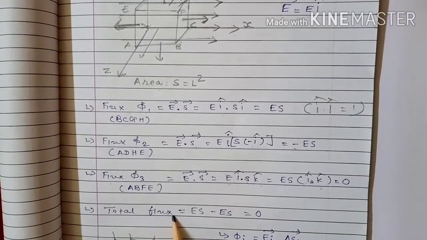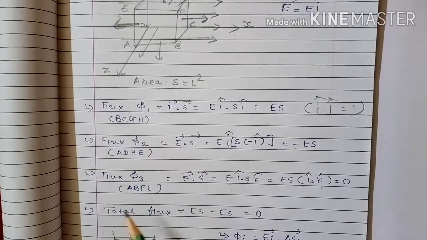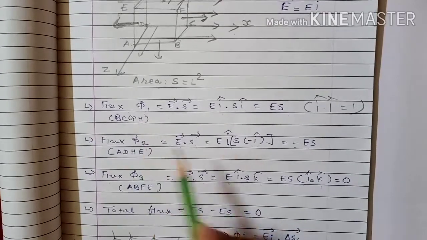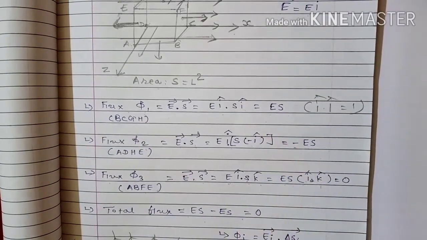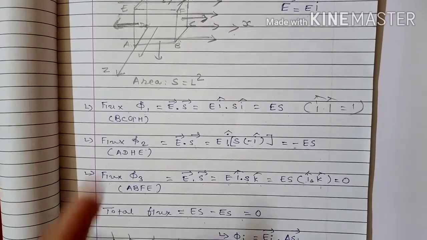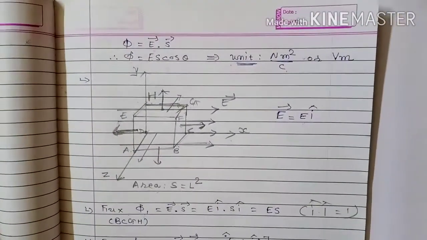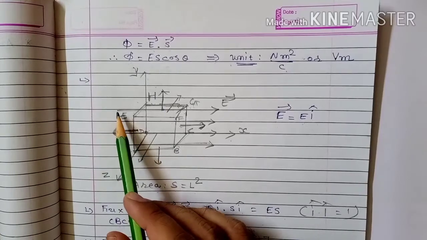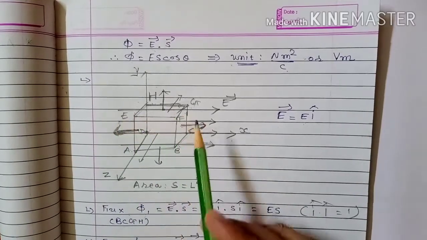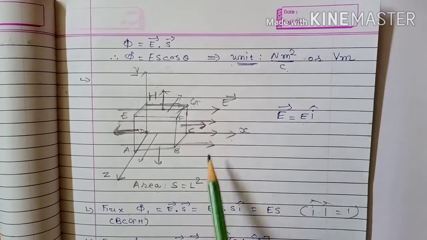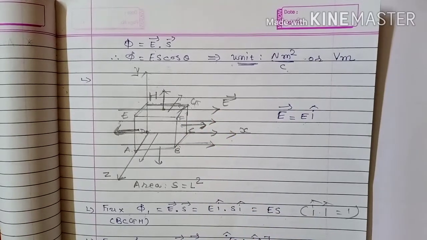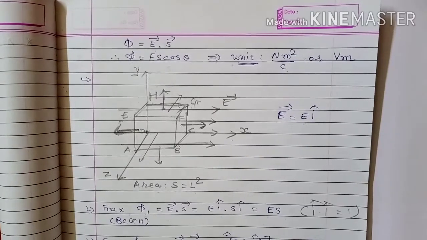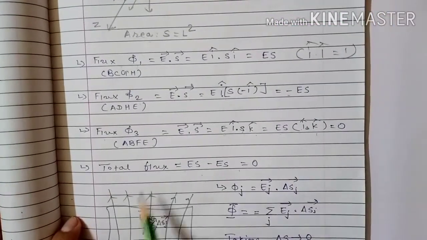So here if we have to find total flux, then total flux is equal to phi 1 plus phi 2. For other surfaces, flux we are getting 0. Therefore total flux is equal to phi 1 plus phi 2, that is ES minus ES, that will give you 0. So total flux associated with this cube is 0. Why? Because here number of electric field lines entering the surface are same as the number of field lines leaving the surface. Whenever number of field lines entering the surface are same as the number of field lines leaving the surface, at that time you will get flux 0. So here we are getting flux 0.